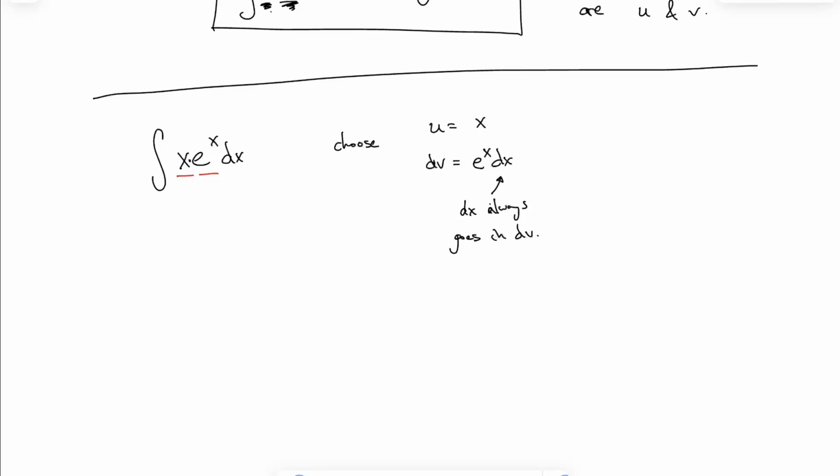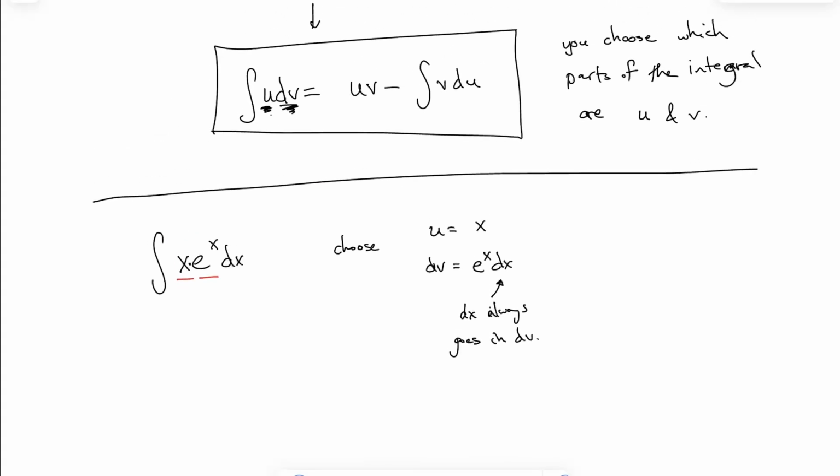I made that choice. Now, I could have chosen it the other way around, but actually this is the correct choice to use in this example, and I'll talk more about that in a moment. Anyway, you choose the u and the dv. Now, if I intend to use the formula in the box there, this formula involves v and du. So those we must calculate.